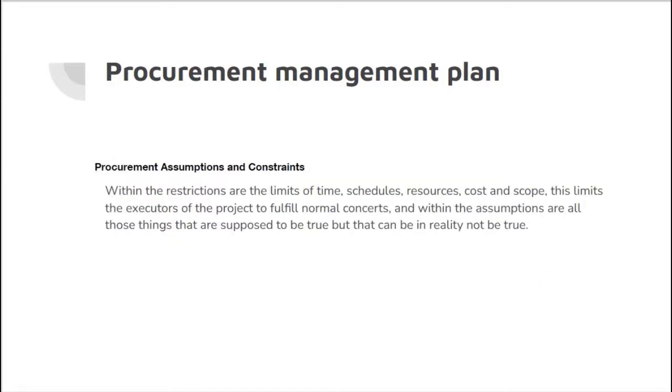The procurement assumptions and constraints: within the restriction of the limits of time, schedule, resource, cost, and scope. This limits the execution of the project to fulfill normal concerns, and within the assumptions are all those things that are supposed to be true, but that can in reality not be true.